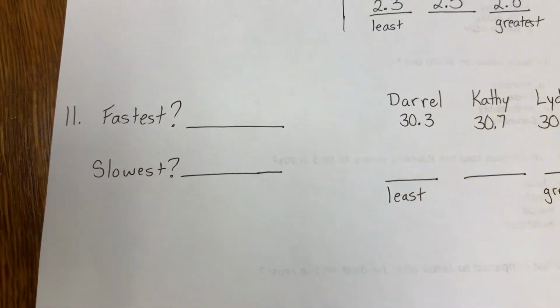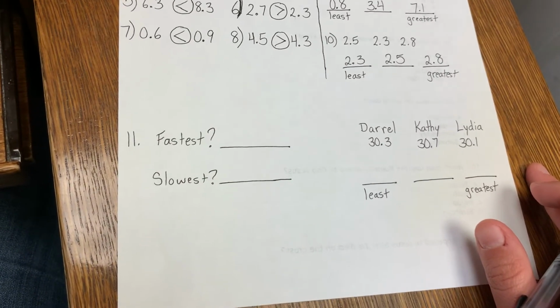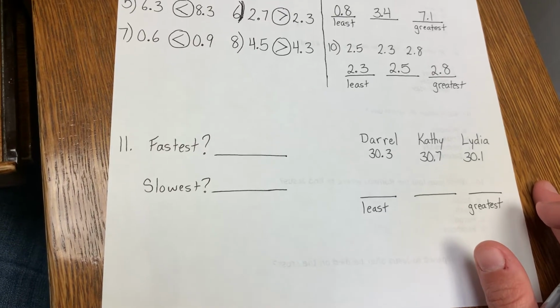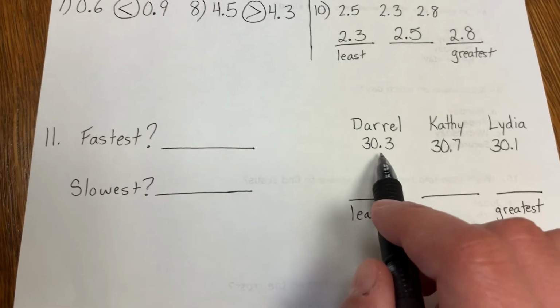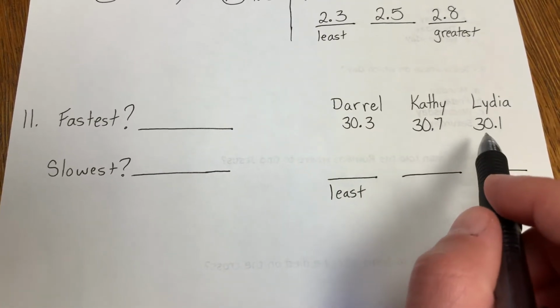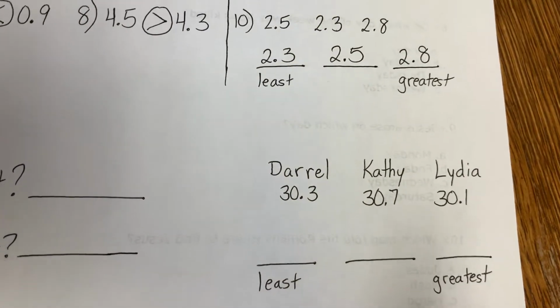Okay, then at the bottom, number 11, it says, answer the questions. Daryl, Kathy, and Lydia raced to the playground and timed how many seconds it took each of them. So here they have their times. Daryl was 30.3 seconds, Kathy was 30.7 seconds, Lydia was 30.1 seconds. And it wants you to put them in order from least to greatest.